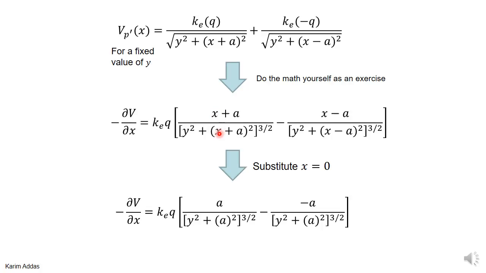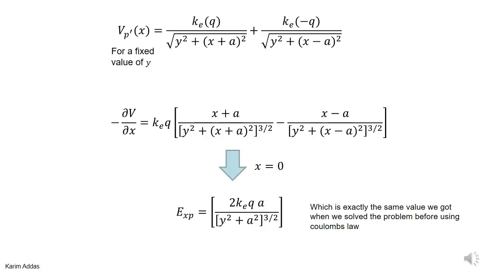When you put x equal to 0 here and here and here and here, you get a over this, and then you have a minus, and then you have minus a over this. So you can see here that the minus and minus will give you a plus, and this term is identical to this term, so you just get twice this term. So the electric field turns out to be 2keqa over y squared plus a squared to the power 3 over 2. And if you go back to the problem that we solved before, when we solved it using Coulomb's law, this is exactly the value of the electric field that we got before.